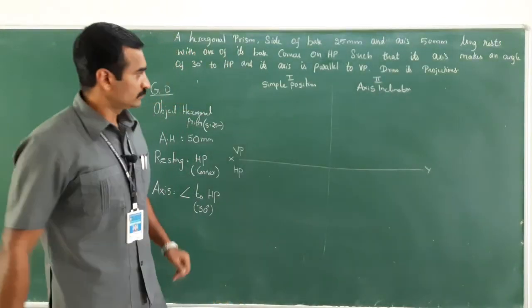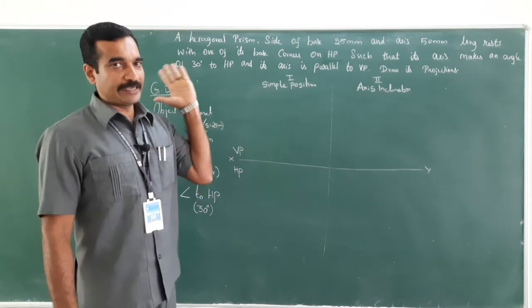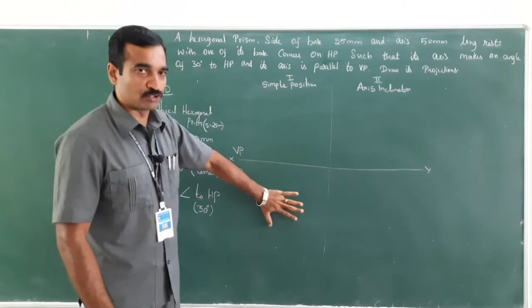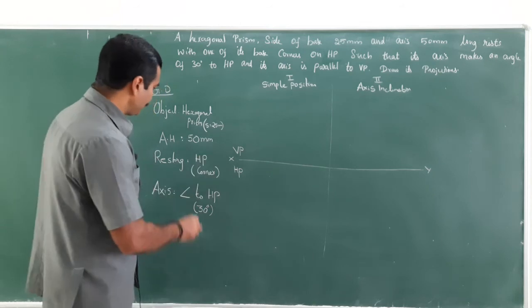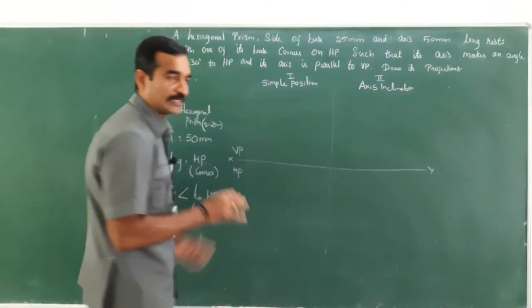Right? Here the axis is inclined to HP, therefore I make it perpendicular. Now the axis is perpendicular to HP, therefore the first diagram should be on HP. What is the condition? It's resting on HP with one of the corners. So the corner should come here on the right hand side.